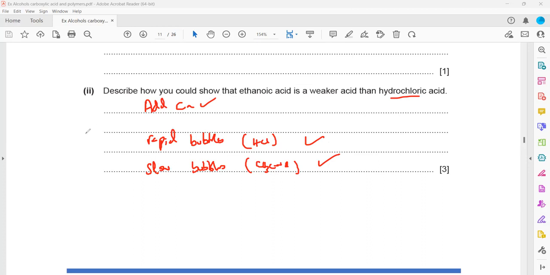How do we identify the reactivity? The one which forms rapid bubbles has the faster reaction. The one which forms slow bubbles means the formation is slower. That means the acid is a weak acid.